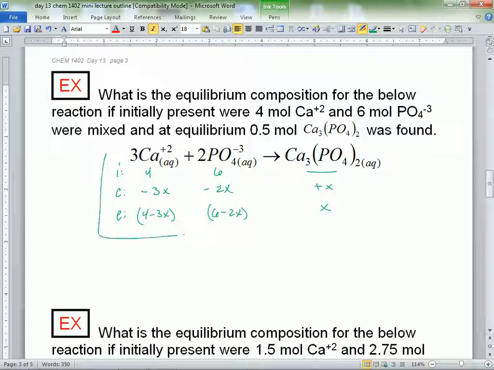Does present at equilibrium and an equilibrium composition mean the same thing? Yeah, it's all the E row. Okay. So is this right? Well, see what the folks around you have.